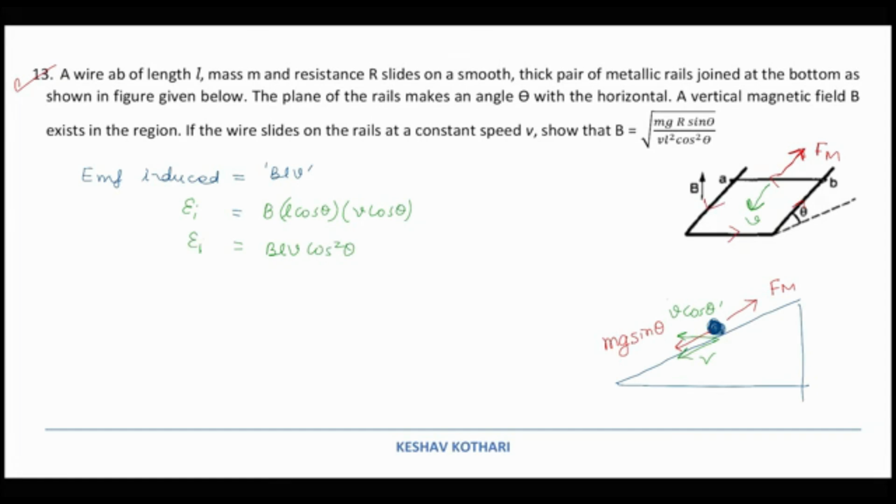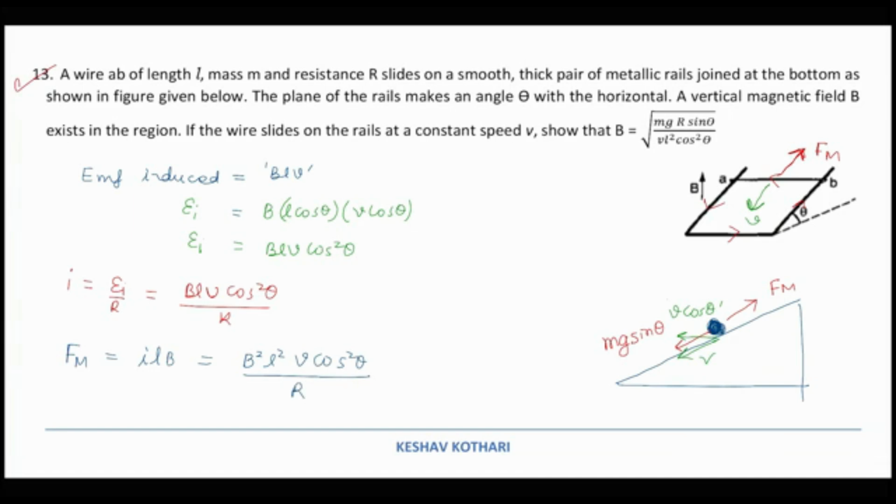So the value of current which we calculate in this particular circuit is equal to EMF induced upon resistance, which is equal to BLV cos square theta upon R. So this is the value of current which we have, and hence the magnetic force can be written as ILB, and it is equal to B square L square V cos square theta upon R.